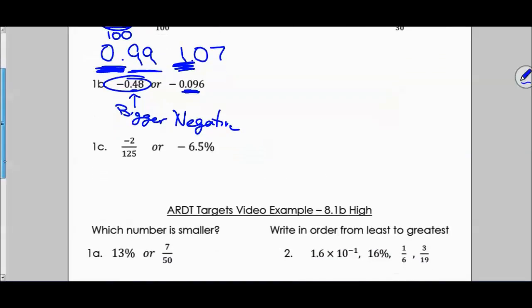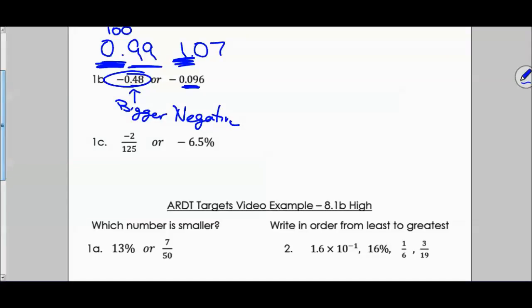Here, same thing. We have 2 negatives. We need to compare those in the same form first. So we're going to do 2 divided by 125. We get a negative 0.016. Here, we move the decimal place back 2 places, or you can divide by 100. Either way, that's 0.065.